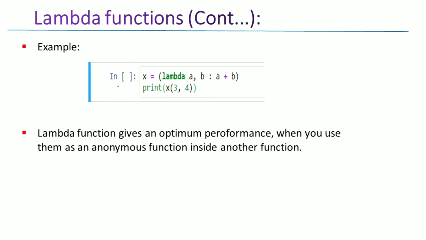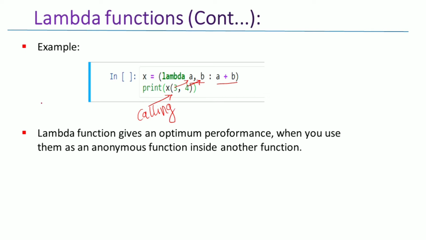This is a lambda function example. Here I have defined a lambda function over two arguments a and b, and the expression performs the addition of a and b. This is the way of calling this lambda function. I am providing the arguments 3 and 4; 3 will go to a and 4 will go to b, and accordingly it will calculate 3 plus 4 and return the answer as 7.